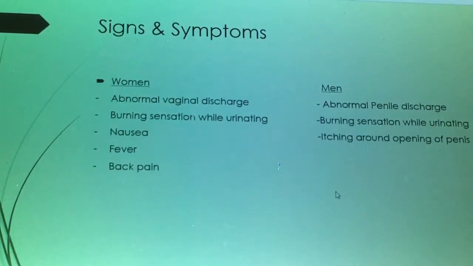Signs and symptoms. For women: abnormal vaginal discharge, burning sensation while urinating, nausea, fever, and in this case, an example of a symptom would be back pain. The patient could describe lower back pain, and we can't really see this, but they can describe it as a sensation. And the sign can be seen in a fever. The doctor can see this, and also abnormal vaginal discharge is a sign. For men: abnormal penile discharge, burning sensation while urinating, and itching around the sexual organs.